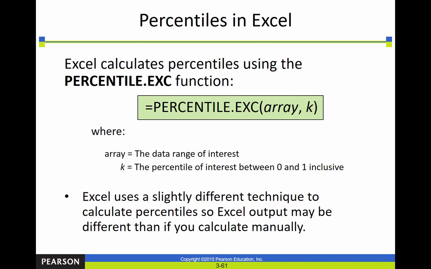You can also use Excel to calculate percentiles using the function PERCENTILE.EXC. The downside is that Excel rounds a little bit differently, and so it's off by a little bit from what you would get if you calculated it manually. Actually, the Excel version is more accurate.